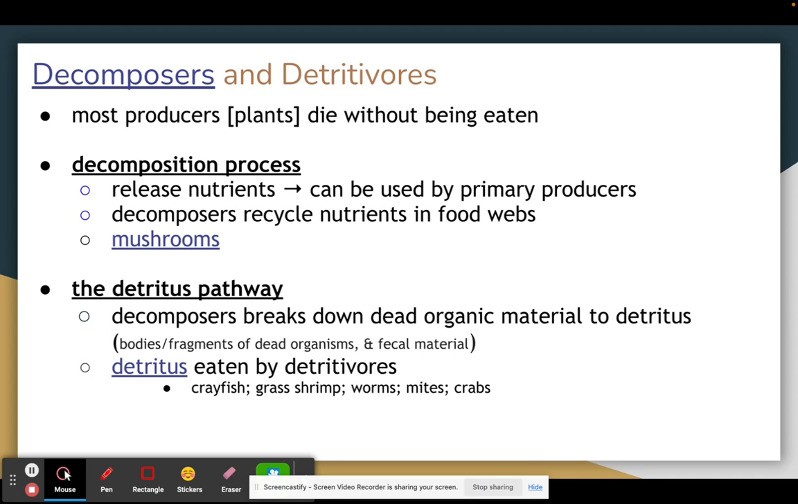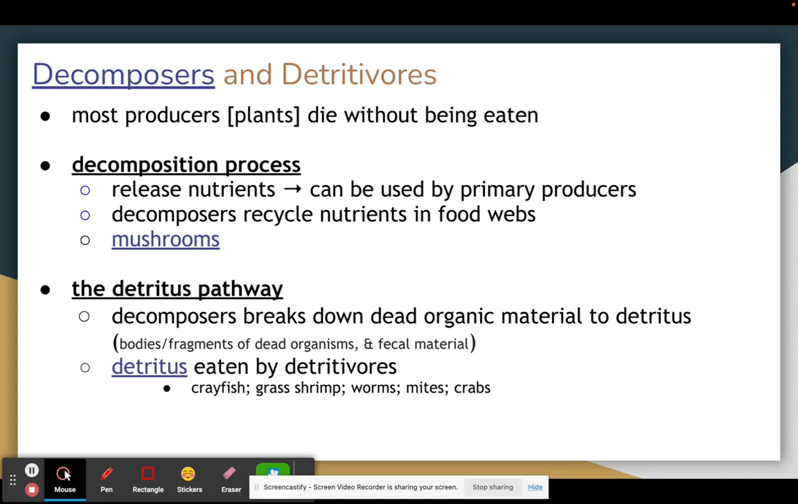So thankfully, we have these things called decomposers. And once again, when things die, like the producers, they return to the soil and they release their nutrients. The decomposers are going to release those digestive enzymes, break those producers down, and reabsorb that material. So they decompose the dead things.